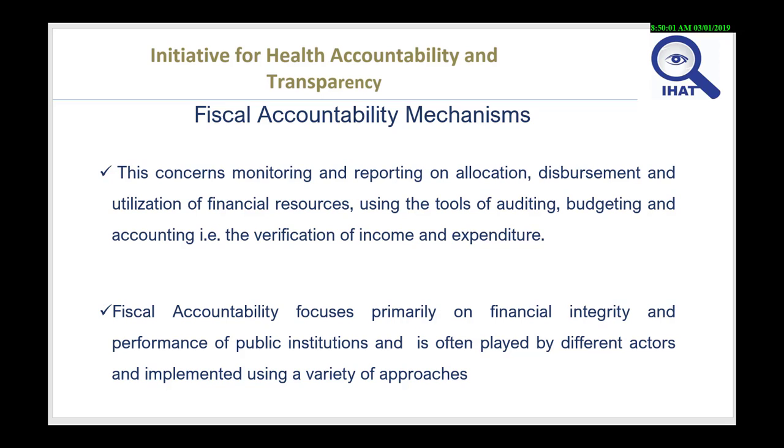Now, let's look at the fiscal accountability mechanisms. This mechanism focuses primarily on financial integrity and performance of public institutions, and is often played by different actors and implemented using a variety of approaches. It concerns monitoring and reporting on allocation, disbursement, and utilization of financial resources. There are multiple tools used with respect to these mechanisms: the tools of auditing, budgeting, and accounting.